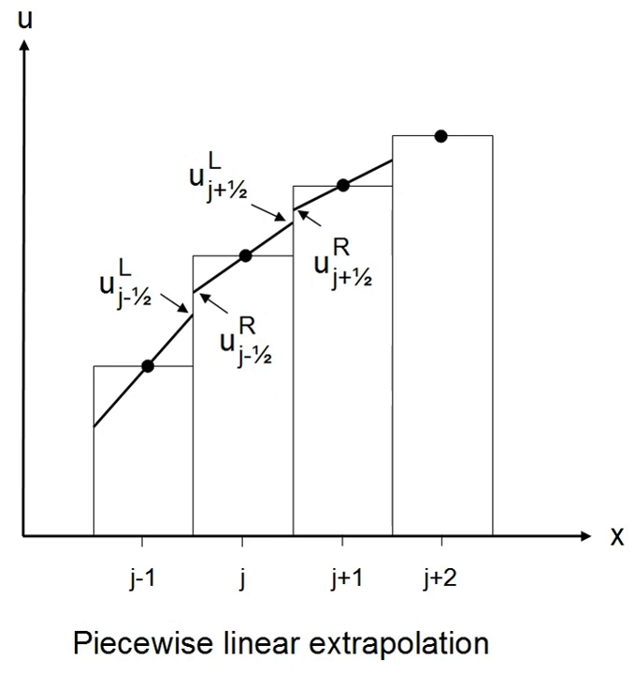u_{i+1/2} = 0.5(u_i + u_{i+1}), u_{i-1/2} = 0.5(u_{i-1} + u_i).